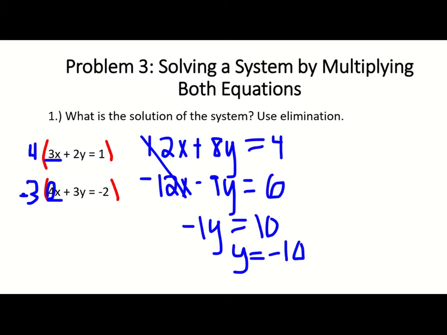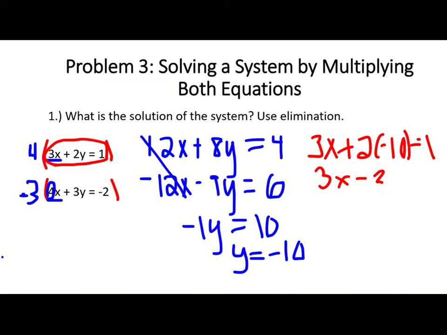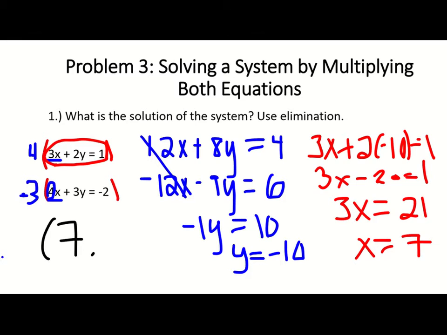So once I get that y is negative 10, I just need to plug that back into either equation. I'm going to plug back into the first one. 3x plus 2 times negative 10 equals 1. So that's 3x minus 20 equals 1. Add 20 to both sides. That's 3x equals 21. And divide by 3, so x is 7. So as a point, this one would be at 7, because that was x, negative 10, because that was y.